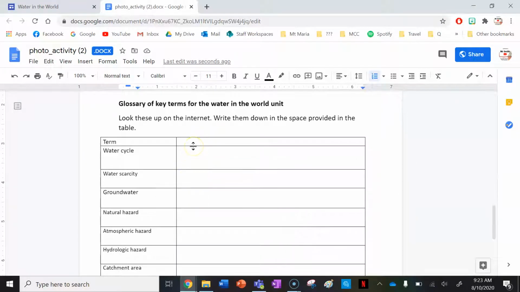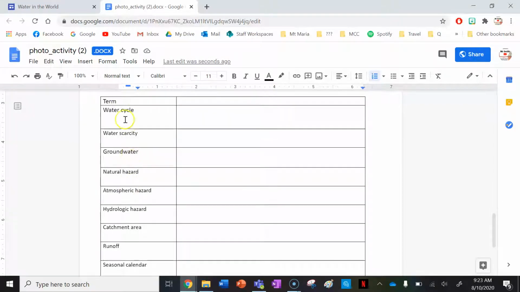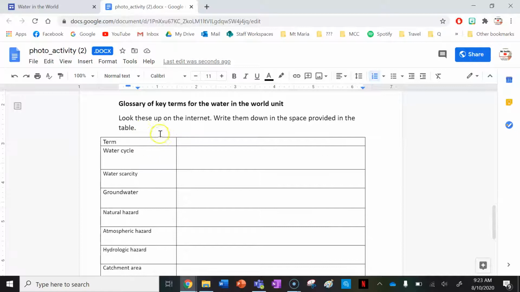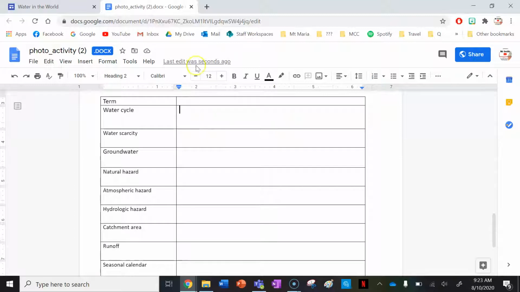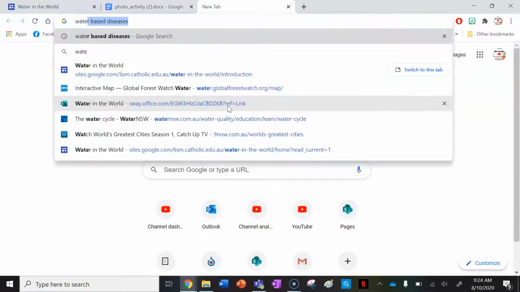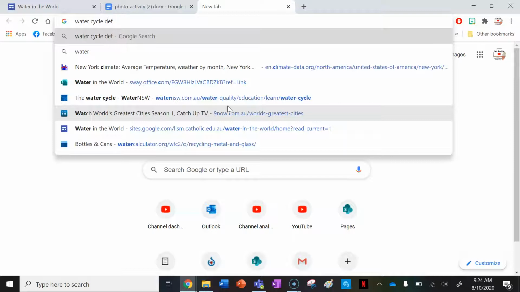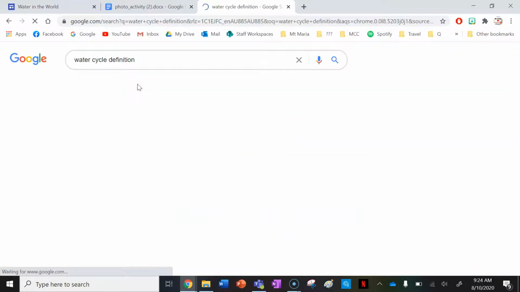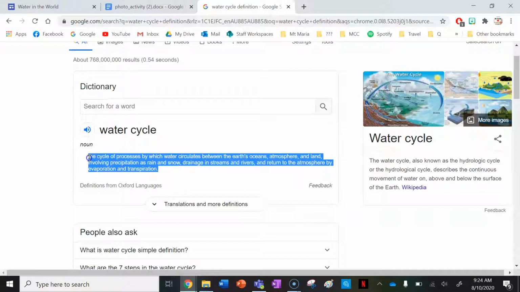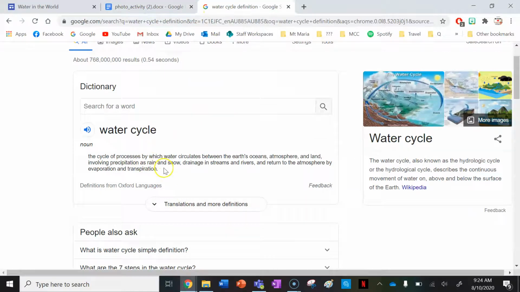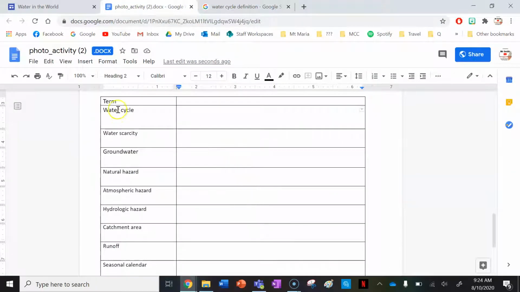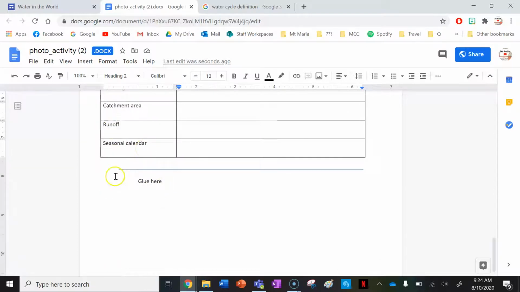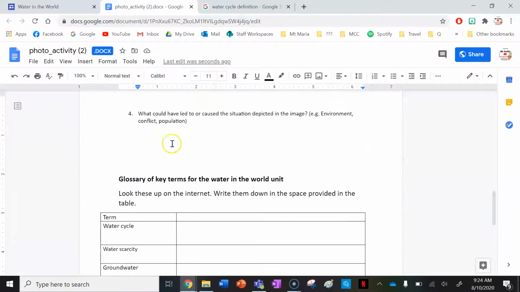On the second page of this worksheet, you can see here there's a table for glossary and key terms. We're going to be engaging with this unit. So look up these terms on the internet and then write them down in the space provided. So very simple. All you have to do is go on Google and look up water cycle definition. Cool, and we've got the definition of the water cycle there. Now you could summarize that definition in there. You don't have to copy the whole thing, but you could certainly summarize that definition in there. And then you need to do that for all the key terms here. And then you can use this space here to glue this worksheet into your book.